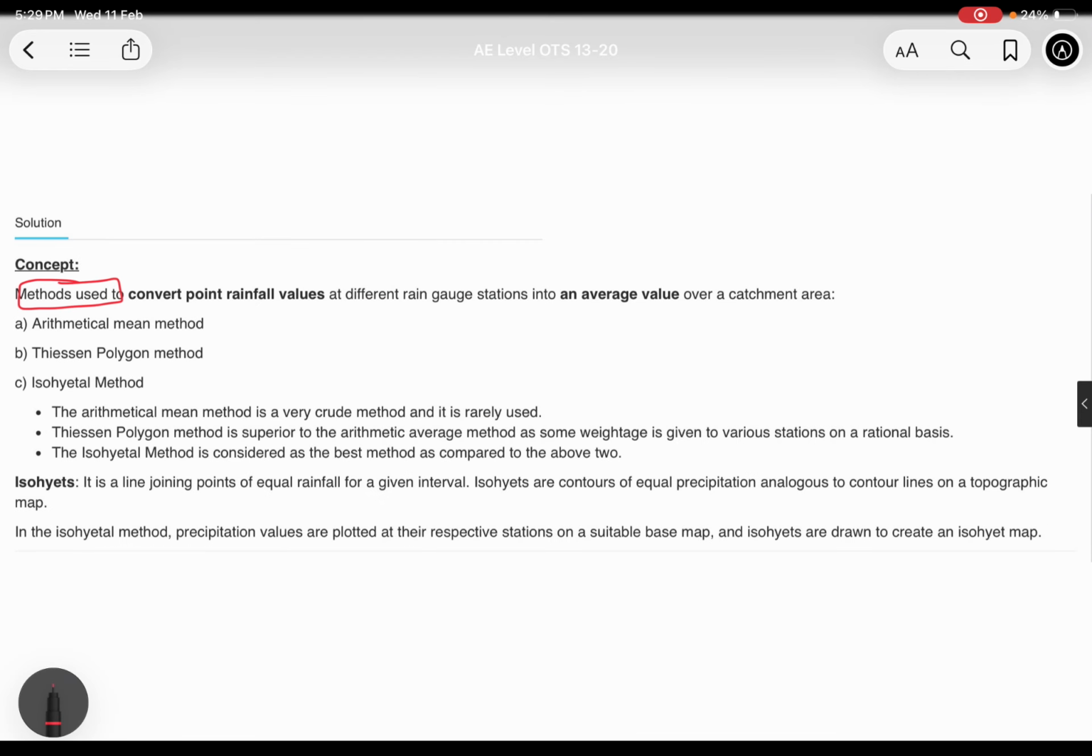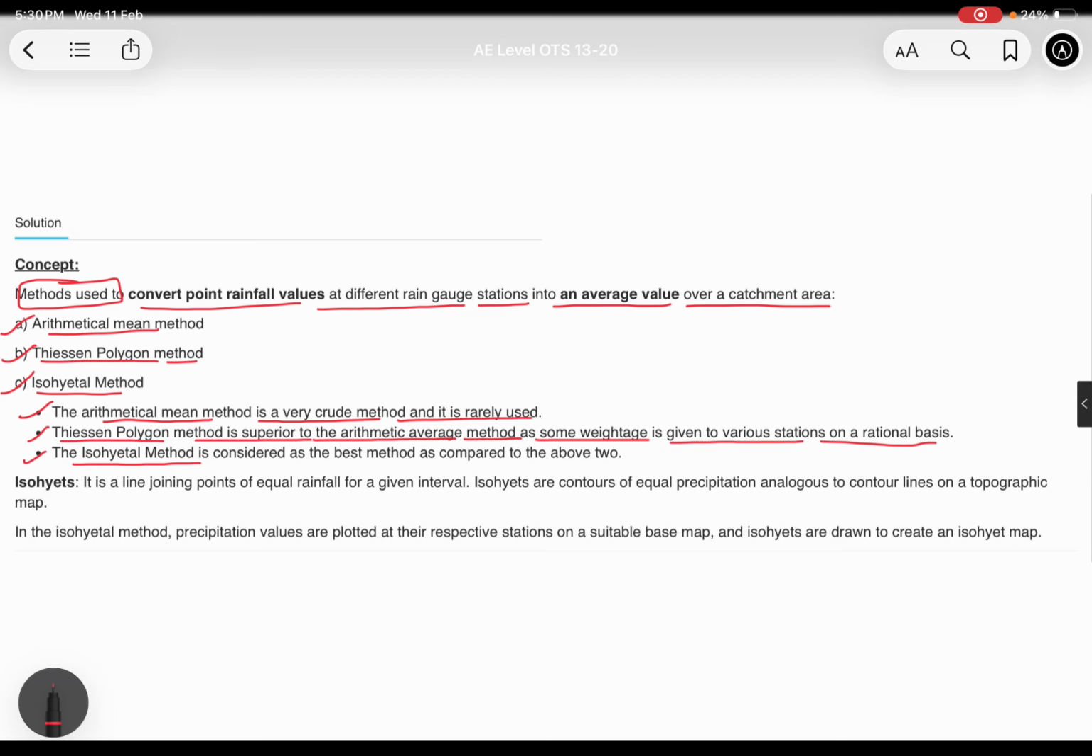The concept is to convert point rainfall values at different rain gauge stations into an average value over a catchment area. The methods are the arithmetical mean method, Thiessen polygon method, and isohyetal method. The arithmetical mean method is a very crude method and it is rarely used. The Thiessen polygon method is superior to the arithmetic average method as some weightage is given to the various stations on a rational basis. The isohyetal method is considered the best method as compared to the other two.